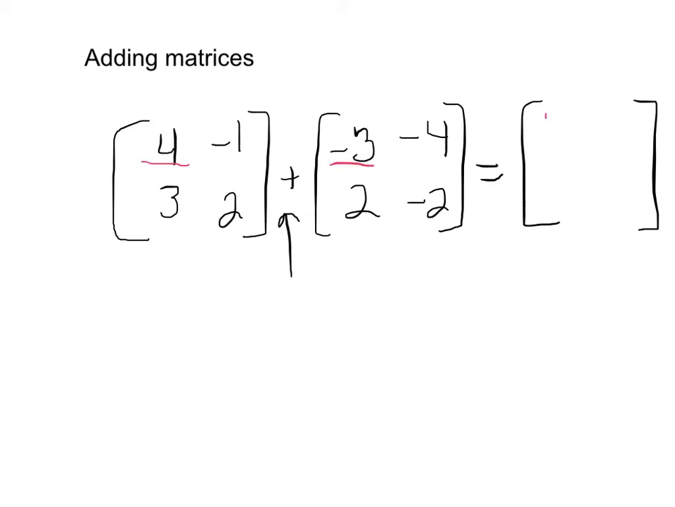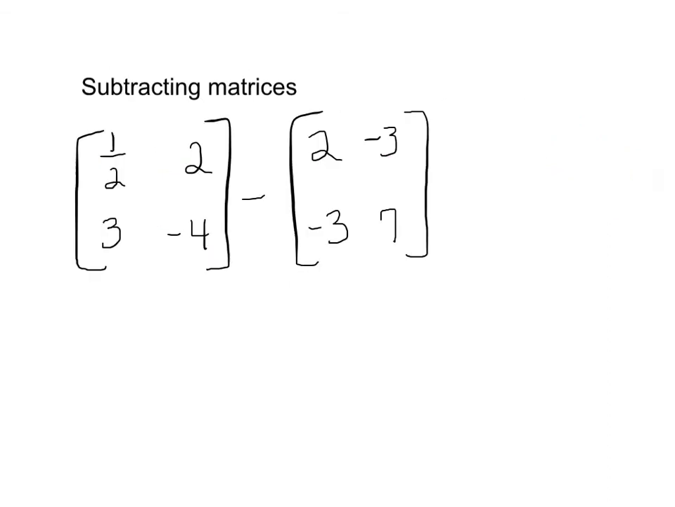So 4 plus -3 is 1. Okay, -1 and -4 in the same position. When we add those, we get -5. 3 and 2 give us 5, and then 2 plus -2 gives us 0. So there's adding matrices. Subtracting matrices is the same thing.